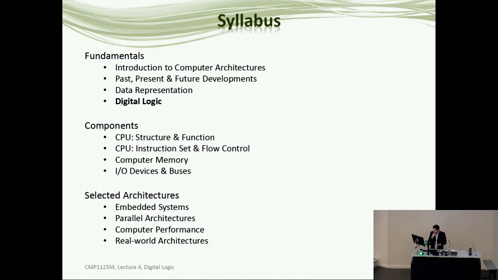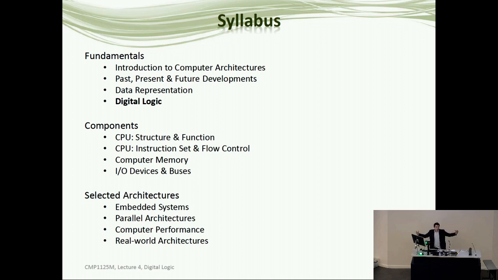Last week we were looking at data representation. This is specifying the kinds of things we want computers to do. We want them to manipulate numbers and text. This week we're going to look at how we implement both the storage of that data representation and the operations on that data using effectively electronic components via logic gates.